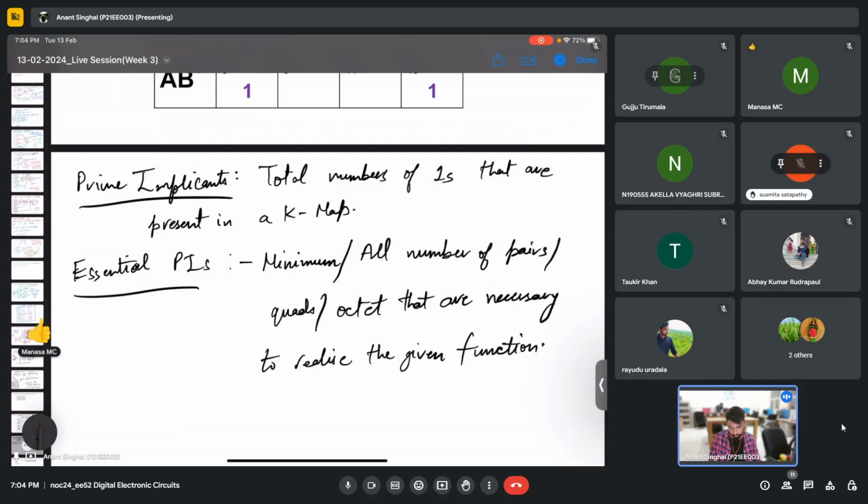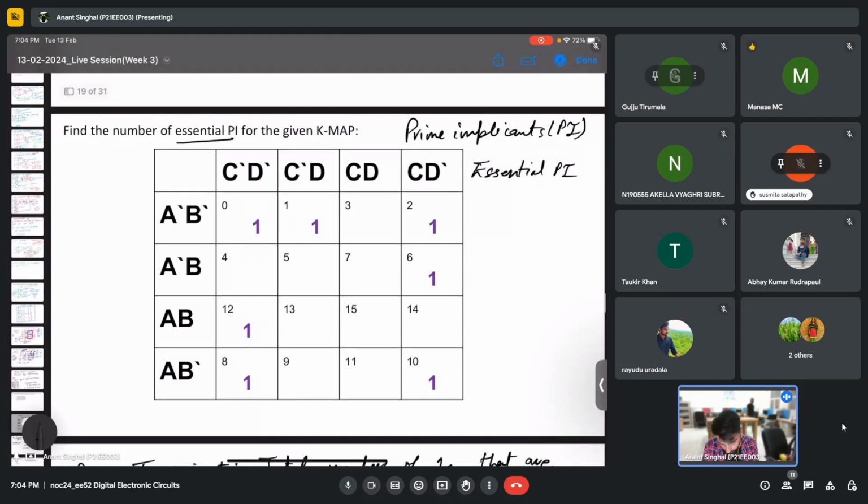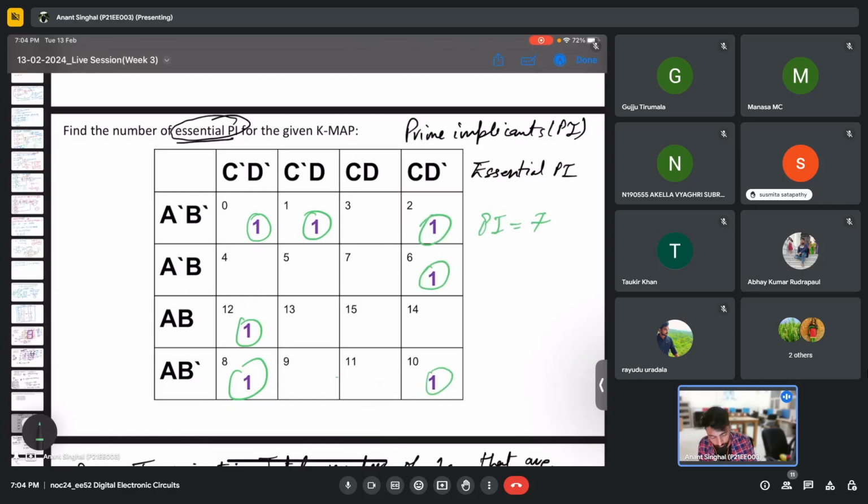So let me give you a basic example. This is the example in which we have asked for essential prime implicants. So first of all, what are prime implicants? All the number of ones. So this particular figure has 1, 2, 3, 4, 5, 6, 7. So PI will be 7 directly, and now we need to find the essential prime implicants. For that we need to find the minimum number of quads and pairs that we need to realize this expression. So can anyone tell what are the number of quads and pairs?